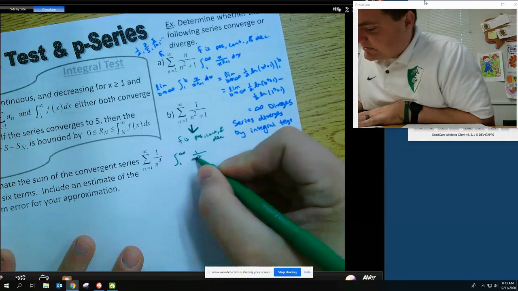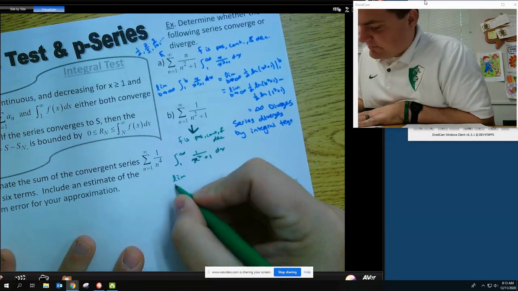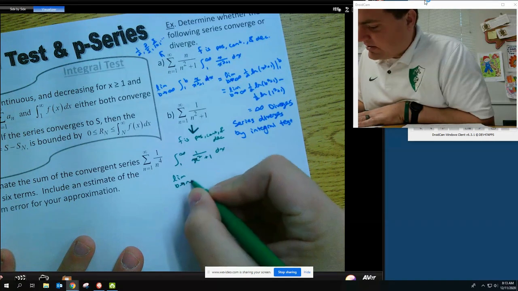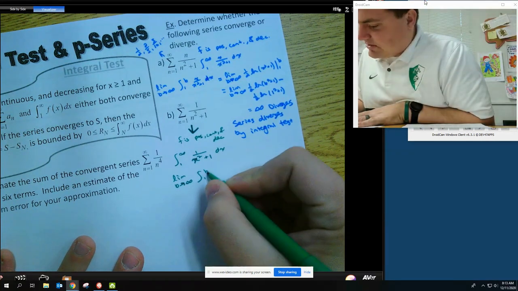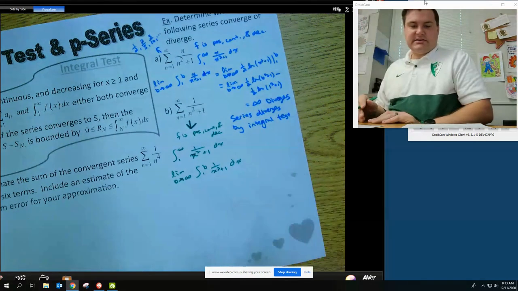Okay, so let's go ahead and find the integral from 1 to infinity of this, 1 over x squared plus 1 dx. So I'm going to find the limit as b approaches infinity, from 1 to b, of 1 over x squared plus 1 dx. This is actually an arctan.